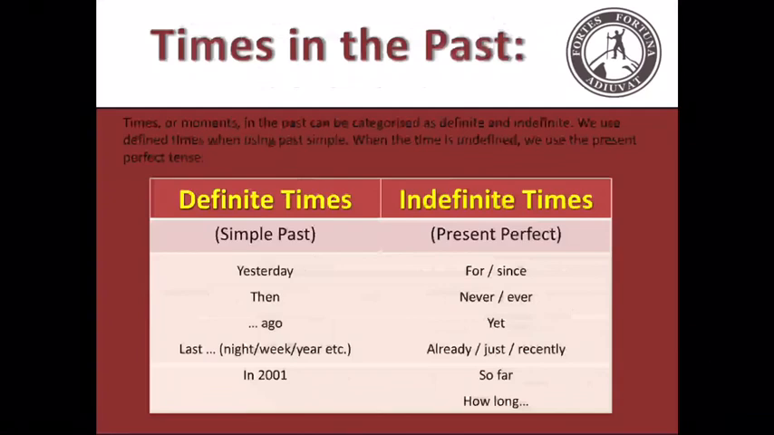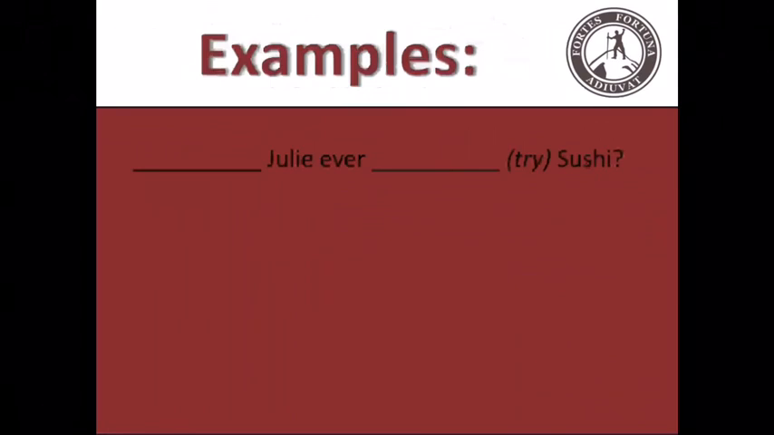So let's put all of this into practice with a few examples. Here we have a sentence with a missing verb. Julie ever sushi. Those are the words that we have. Now, can you spot the word that gives us our definite or indefinite time? There it is, ever. So looking back at the previous table, we can tell that that is an indefinite time. So we are going to use present perfect.